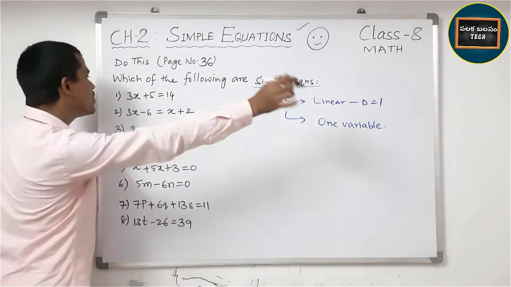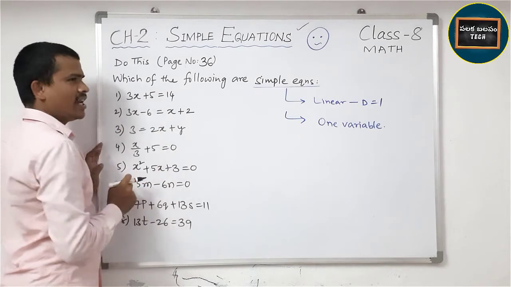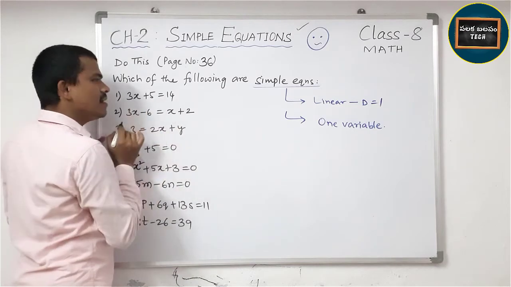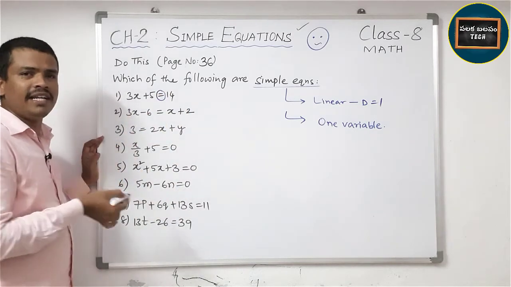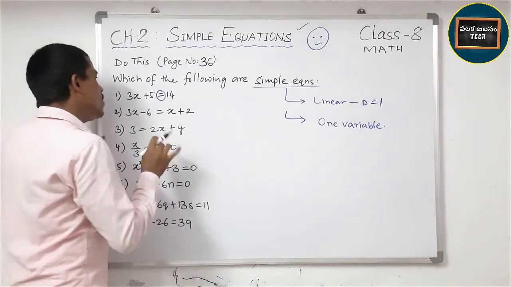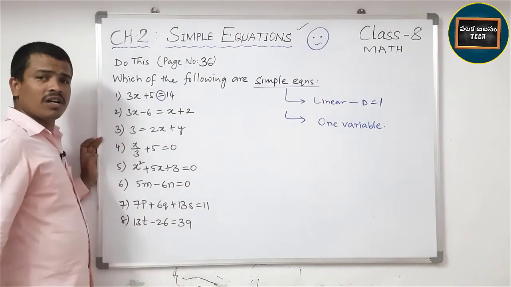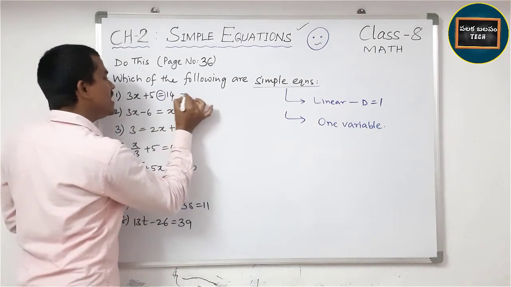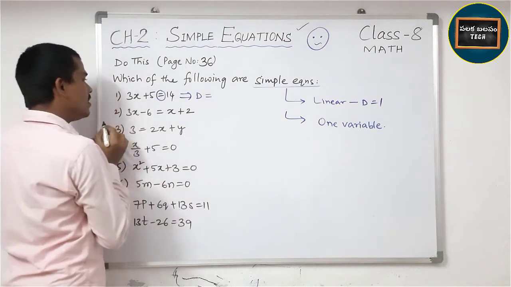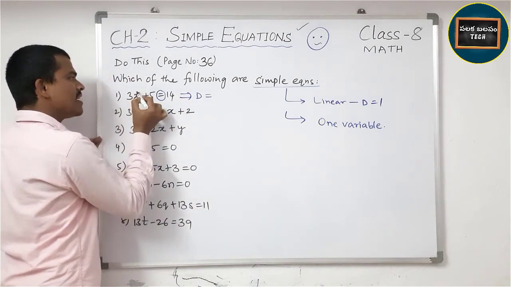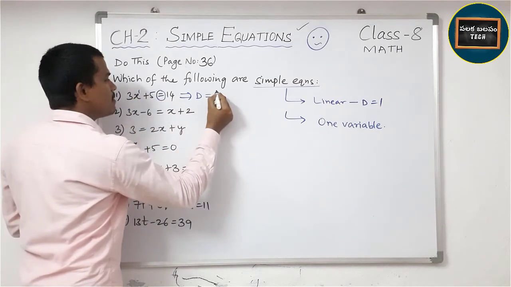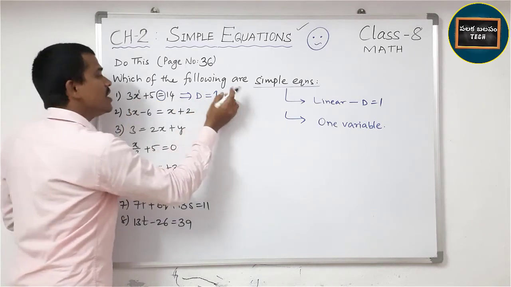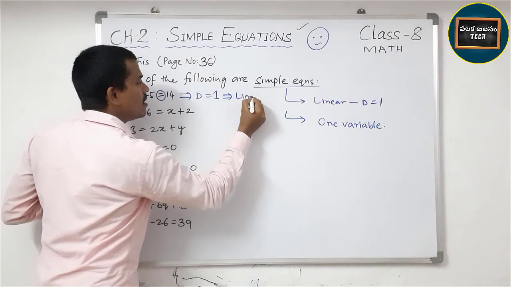Now, I am going to check here 3x plus 5 equal to 14. First, is it an equation? Yes, it is an equation. Why, sir? By seeing the equality sign, we can say it is an equation. Now, check whether it is a linear equation or not. To check the linear equation, what do we need to find? The degree. So what is the degree of this equation? The highest power of the variable. The variable is x. What is the power of x here? Nothing is written. It means 1. So the highest power of the variable is 1. The degree of the equation is 1. So it is called a linear equation.